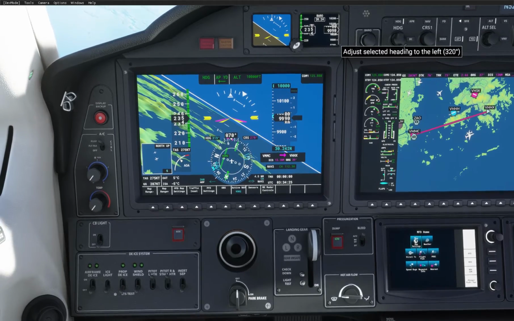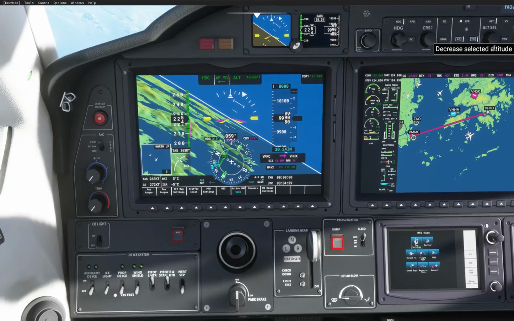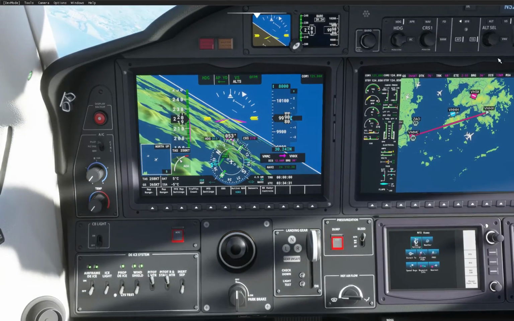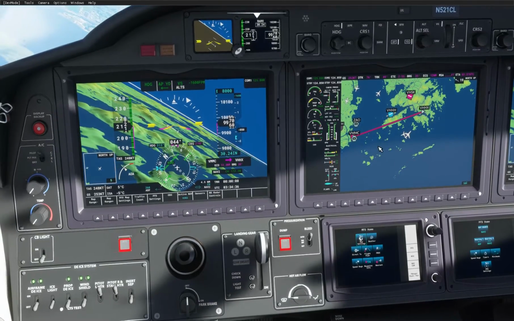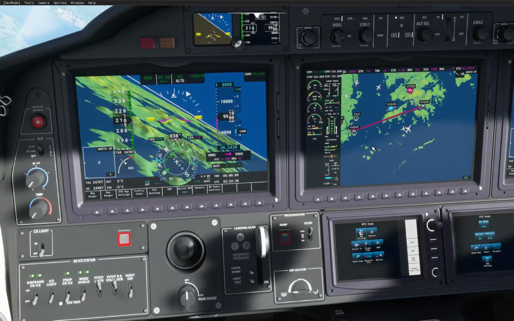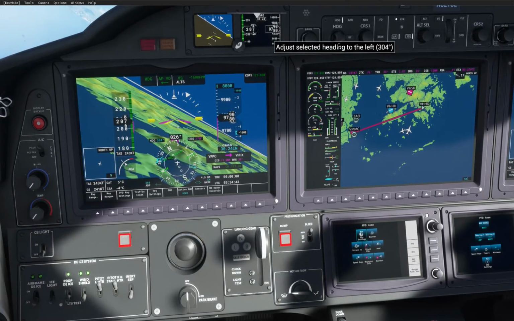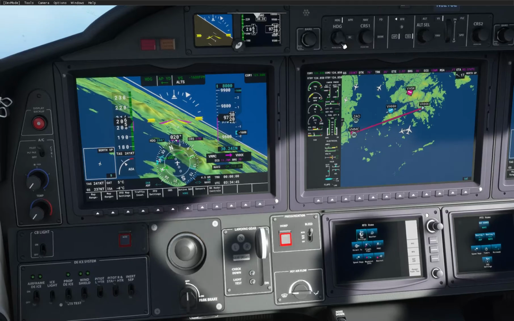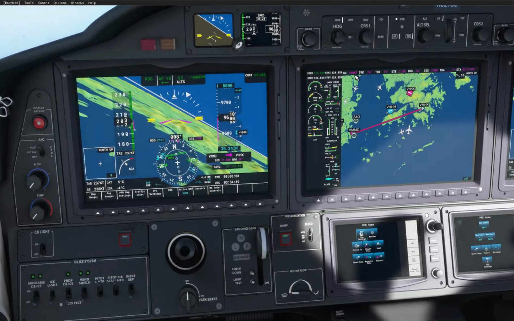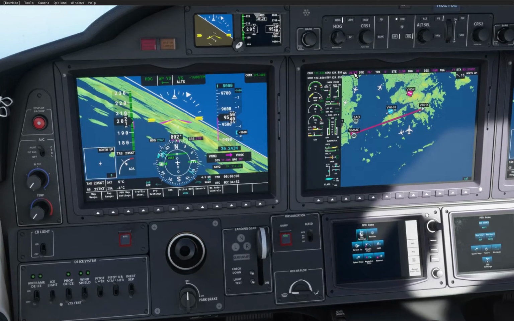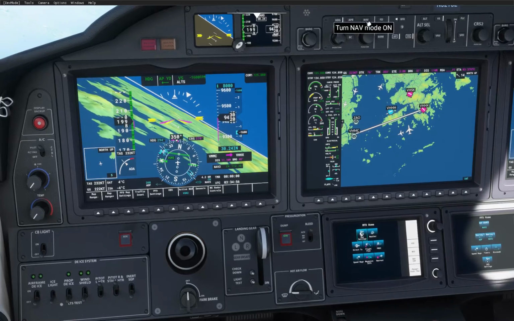Go ahead and get our power back here. Set this down to 8,000. Do our vertical speed. Keep this turn coming. Go ahead and do nav mode now.